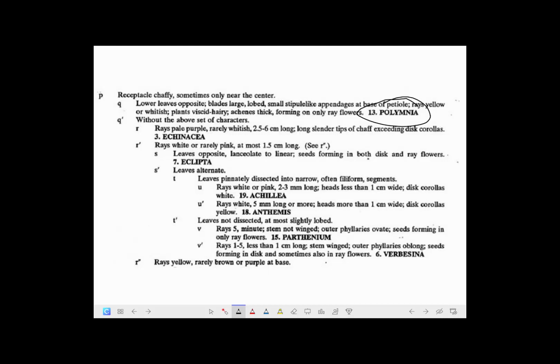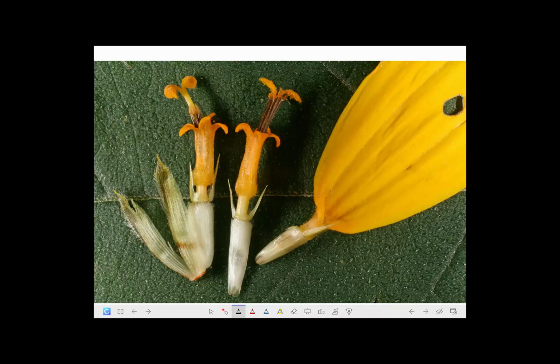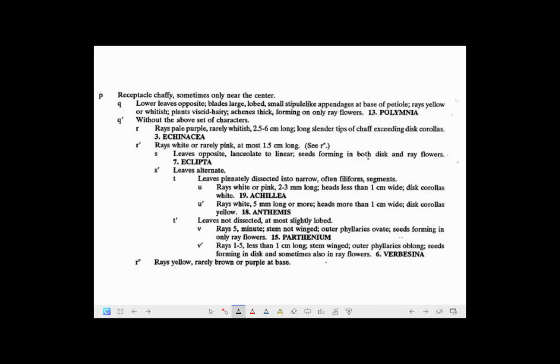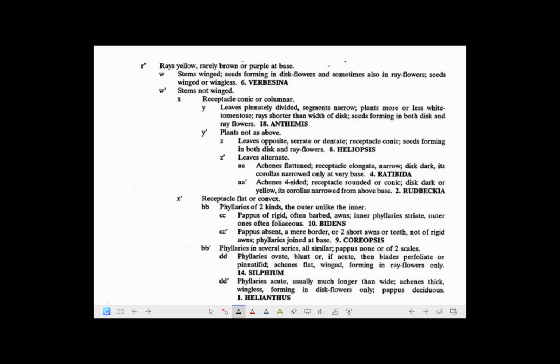So that asks about the rays. What color are they? Purple? Nah. White? Nah. Yellow? Indeed. Let's move along. Nice picture. We've seen this a lot of times. Oh, yeah, right. Just to take a peek at that before we go along. And now we are told that the rays are yellow, and asks about the stems. And if you look carefully at the stems, you'll see that they are not winged.